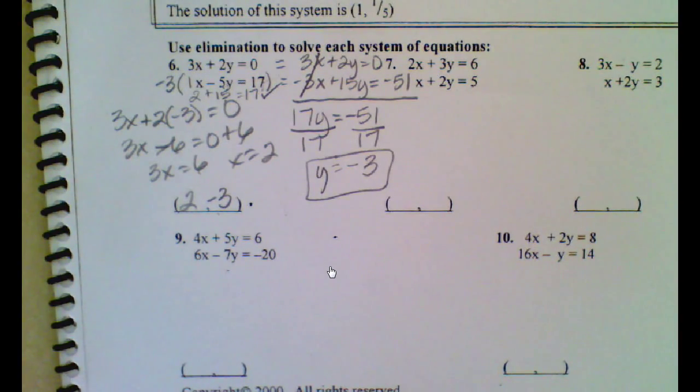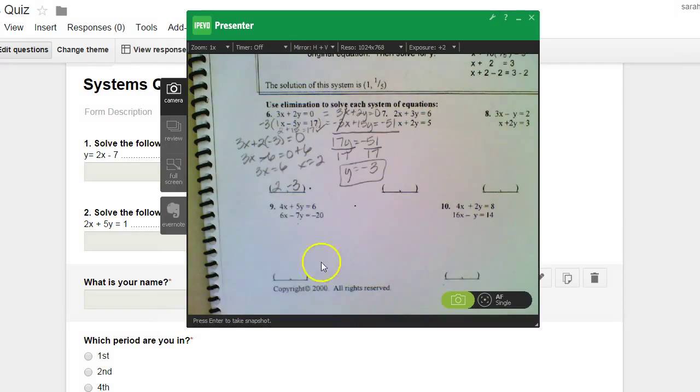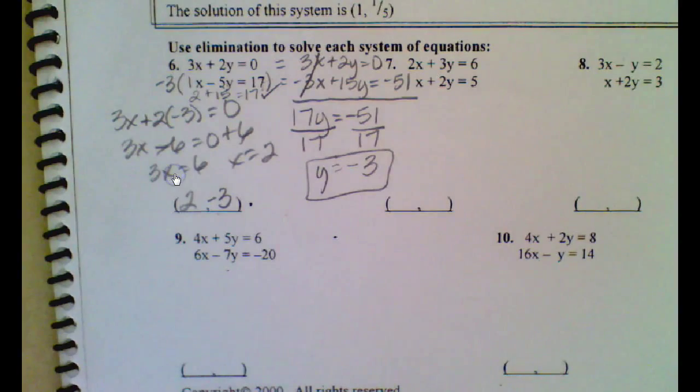Okay. So what was the only step that was different in that one compared to the ones we've done before? What was the only difference? You had to multiply, right?